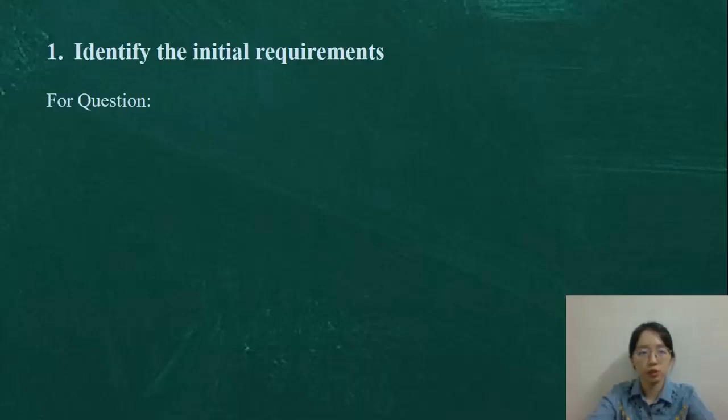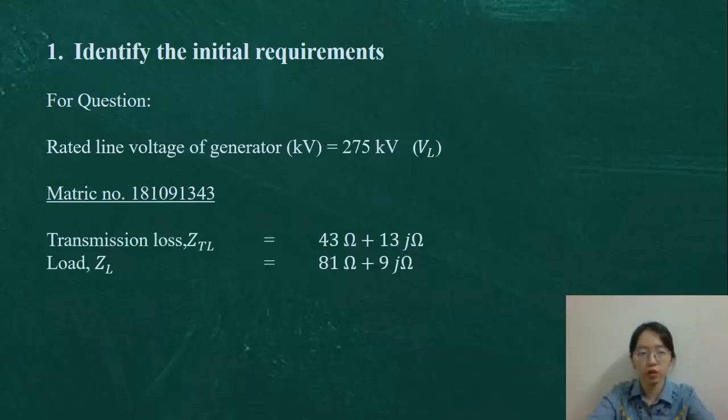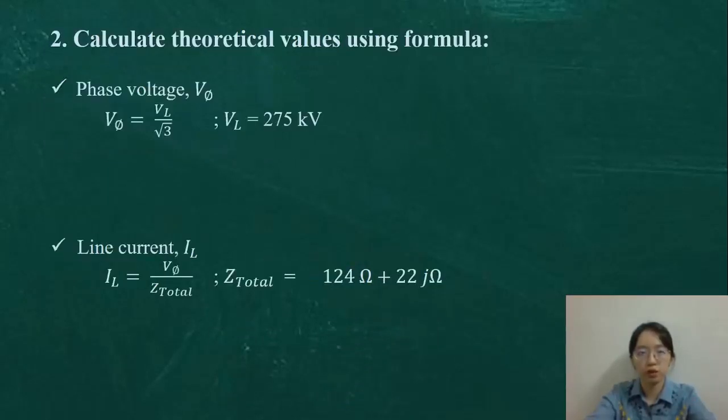As I said, we need to identify the initial requirements. From the question, we know that my line voltage is 275 kV and my metric number is 181091343. So I obtain the transmission loss and load, and the total is 124 plus j22 ohm. Next, we calculate the theoretical values using the formulas.